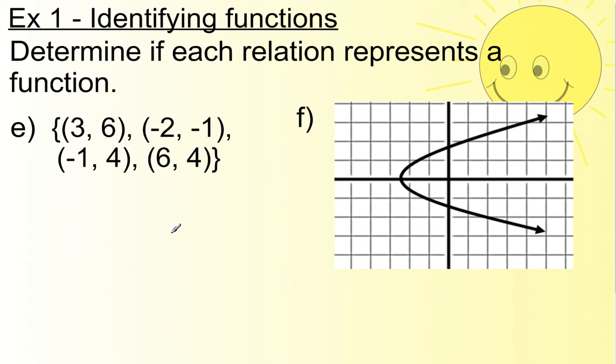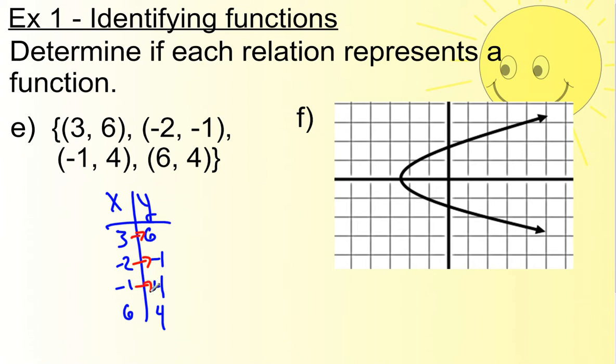So in letter E, this may be confusing for some, so just make it into an XY table. It's probably quite a bit easier to understand. So 3, 6, -2, -1, -1, 4, 6, 4. Okay, 3 goes to 6, that's good. -2 goes to -1, that's good. -1 goes to 4, that's good. And 6 goes to 4, that's good.